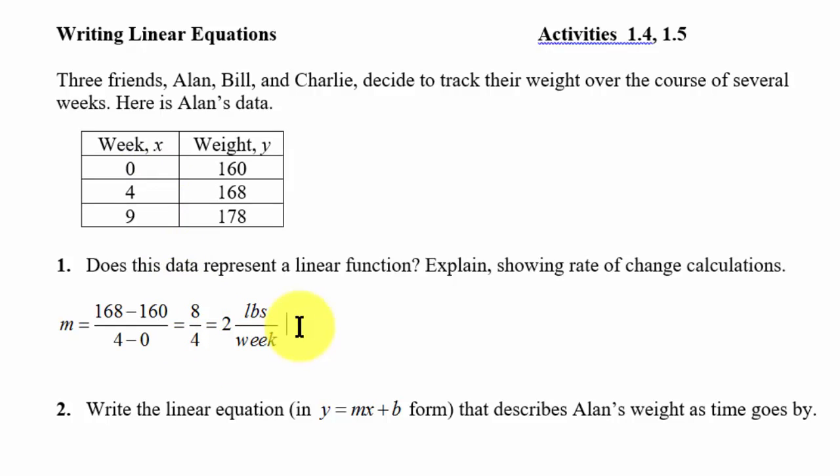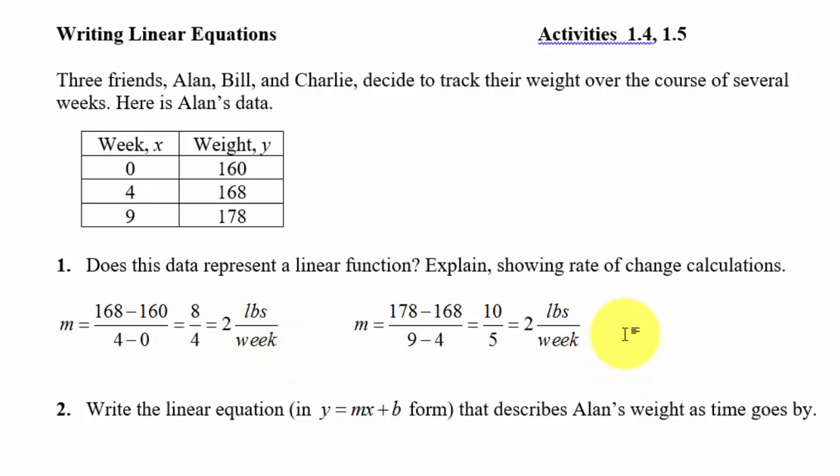So now I have to test this with another rate of change to see if my average rate of change is always constant. If it is, I know we have a linear function. So I'll pick another 2 points. I'll use week 9 and week 4. So you'll see I have the 178 minus 168, that's my change in output, over my 9 minus 4, which would be my change in input, and I'm left with 10 over 5 equals 2. So my average rate of change, or my slope, is always constant at 2 pounds per week.